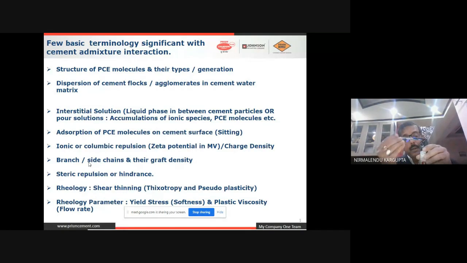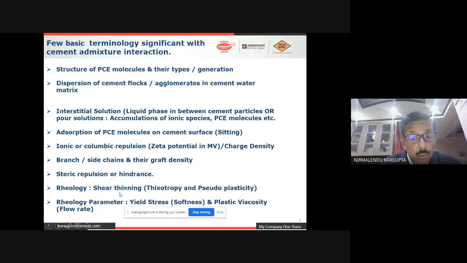This is a main polymer, and in which some branch chains are grafted, like a comb structure. Comb में कैसा होता है? This is one side, and the other is a comb structure. So these comb structures will provide steric repulsion hindrance.